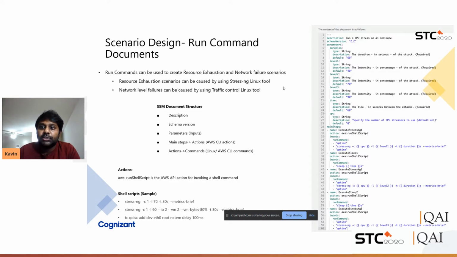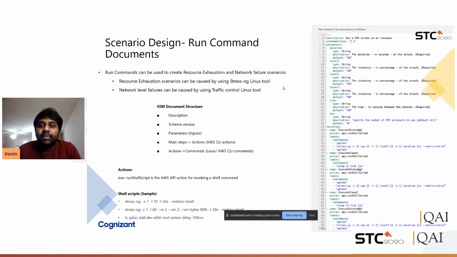So if you look at the code, see the parameters section. The parameters section is nothing but the input parameter section, in which we give the inputs for the failure injection, which could be the duration of the attack, the intensity of the attack, and how many CPUs I am targeting in case of a CPU attack.